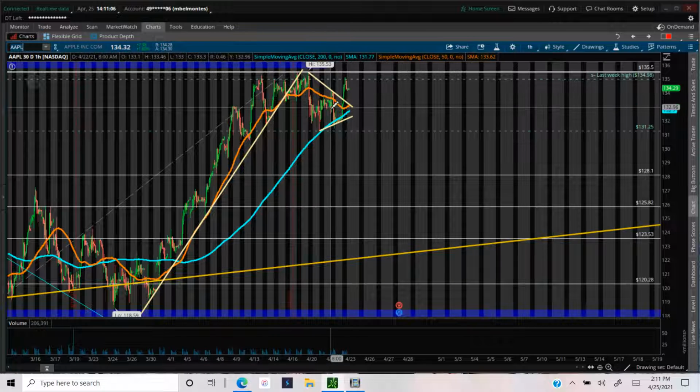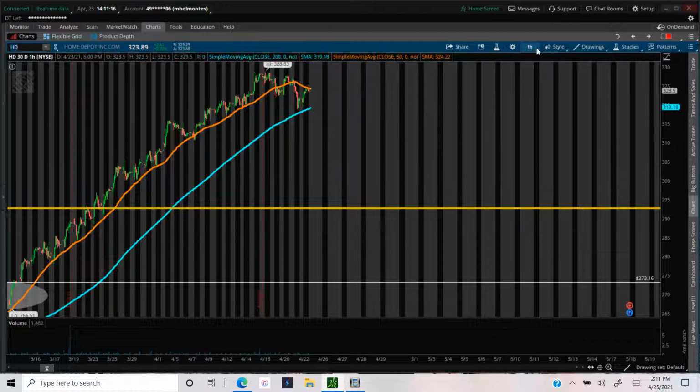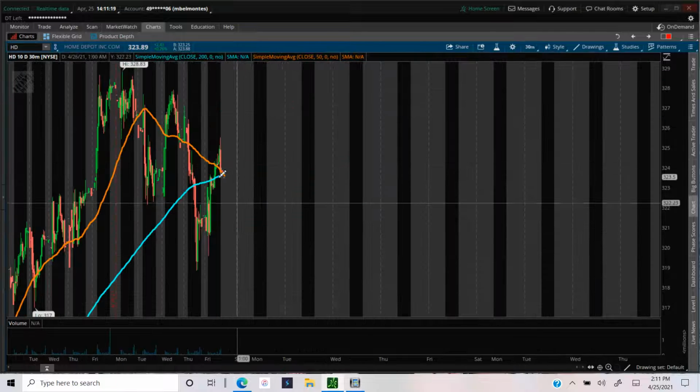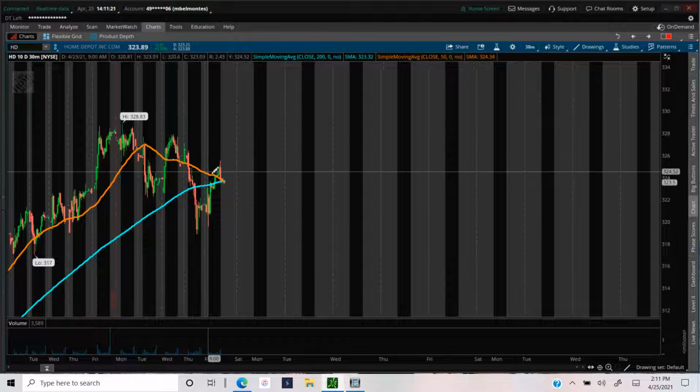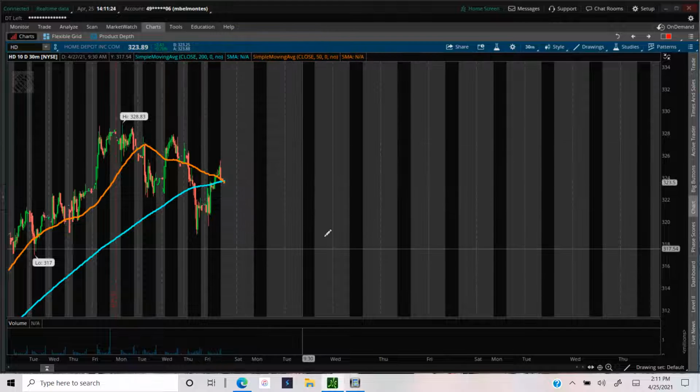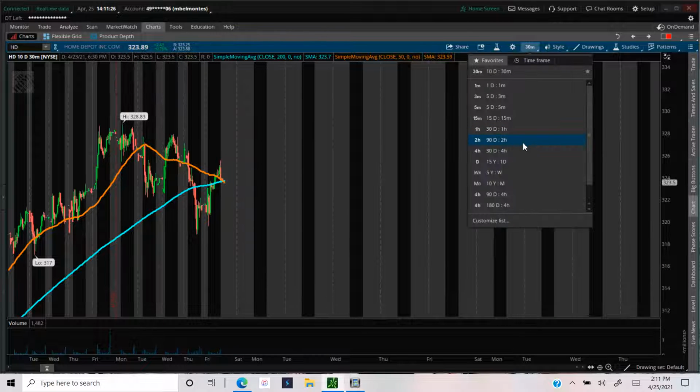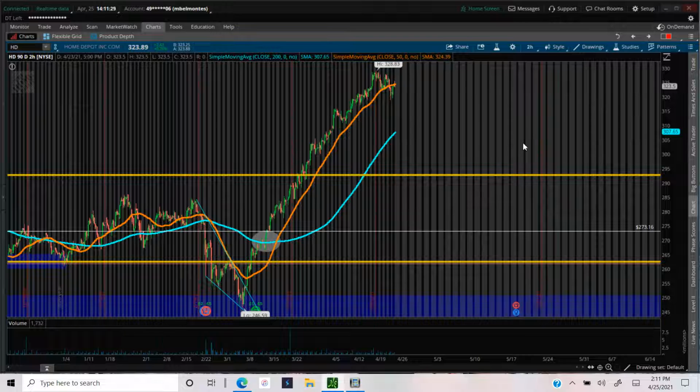When the 50 crosses below the 200, that is a bearish move. That's letting you know that a move down is nearing. Once again, when the 50 crosses below the 200, that is considered a death cross. That is bearish. When the 50 crosses above the 200, that is a golden cross. That is bullish.